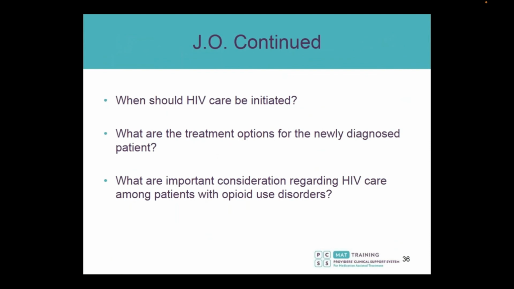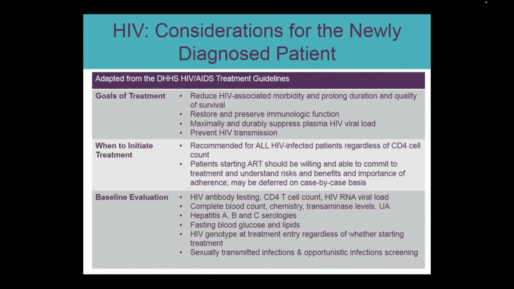So when thinking about our patient J.O. with opioid use disorder, who was recently treated for hepatitis C infection and cleared, who had a relapse to opioid use and now has documented HIV infection, as a provider, we need to think about when should we start treatment for his HIV, what are the options for this newly diagnosed patient, and what are some important considerations regarding HIV care among patients with opioid use disorder. So this guidance was adapted from the DHHS Guidelines on HIV/AIDS treatment.